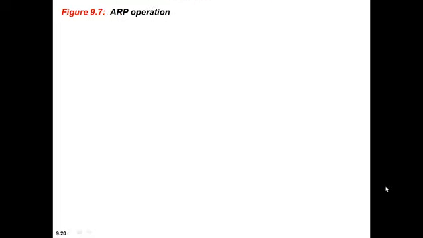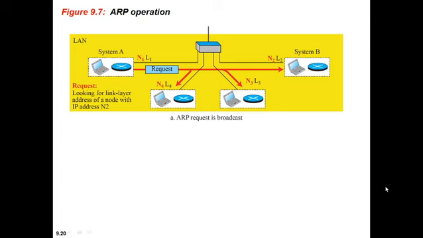Whenever a host or a router wants to find the link layer address of another host or router in the network, it sends an Address Resolution Protocol request packet. The packet includes the link layer address, IP address of the source, and IP address of the receiver. Because the sender does not know the link layer address of the receiver, the query is broadcast over the link using the link layer broadcast address. Every host or router on the network will receive that request packet.